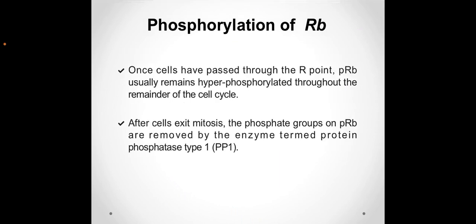Once the cell has passed through the R point, pRB usually remains hyperphosphorylated throughout the remainder of the cell cycle. After the cell exits mitosis, the phosphate groups on pRB are removed by the enzyme termed protein phosphatase type 1.